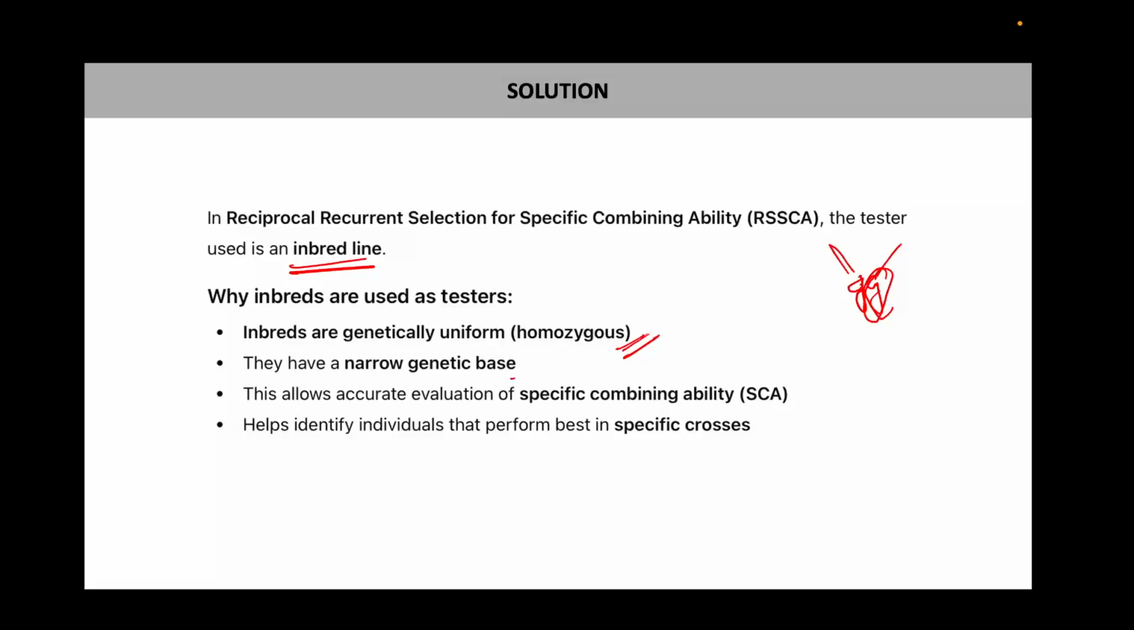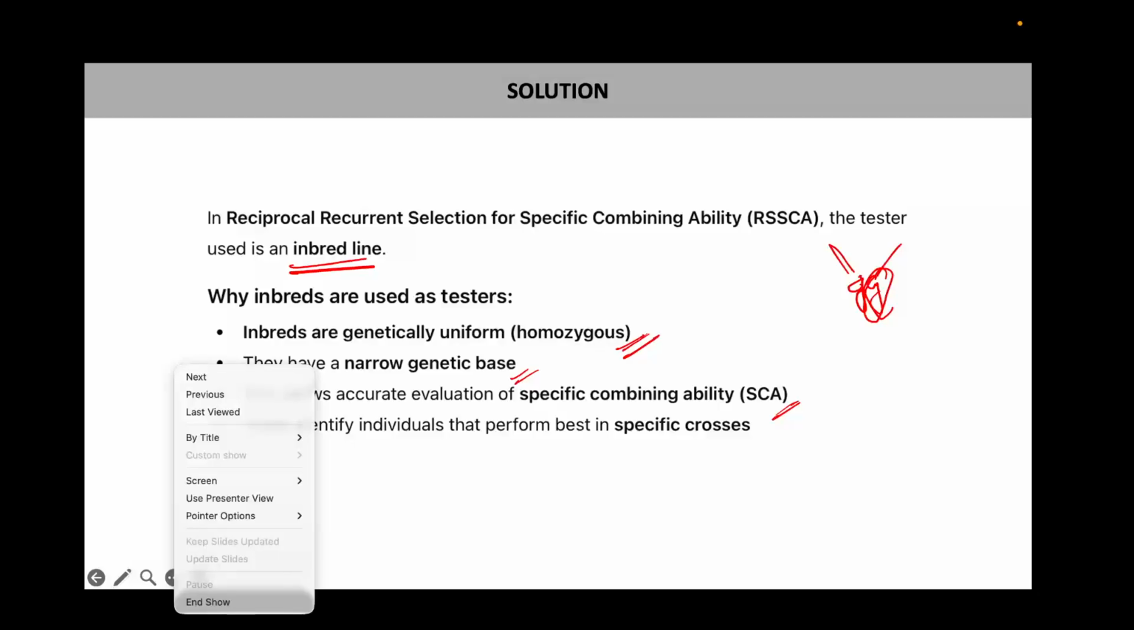Second, they have a narrow genetic base. There is less chance of variation being produced in the offspring. Third, this allows accurate evaluation of specific combining ability, because there can be no doubt that one of the alleles is combining more or the other is combining less. Because the population is homozygous, it gives equal chances for the alleles to combine, and the evaluation will be accurate on the basis of combining ability. Fourth, it helps identify the individuals that perform the best specific crosses.